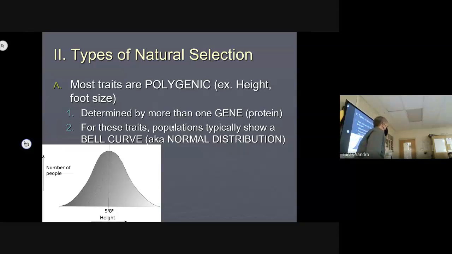Who's in trouble? Those of us 6 feet or taller. In other words, this part of the curve, right? This is the human height curve. This part of the curve's in trouble. Fast forward a few years. What has happened to this bell curve?